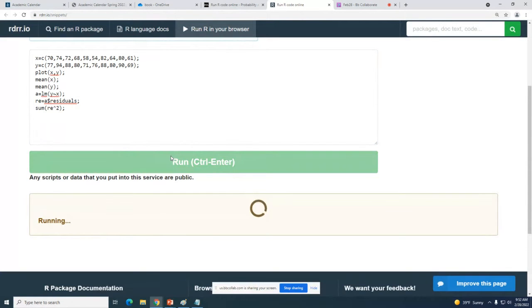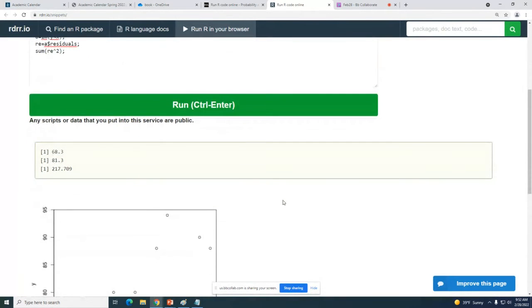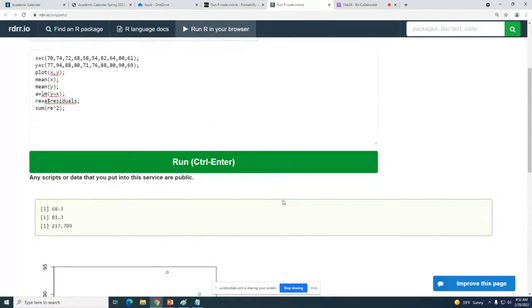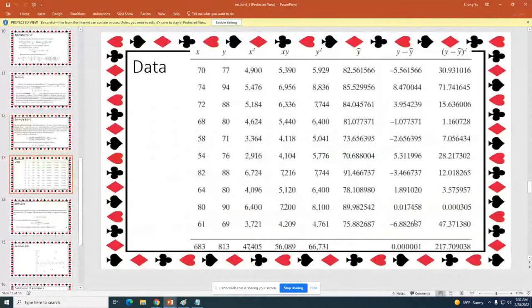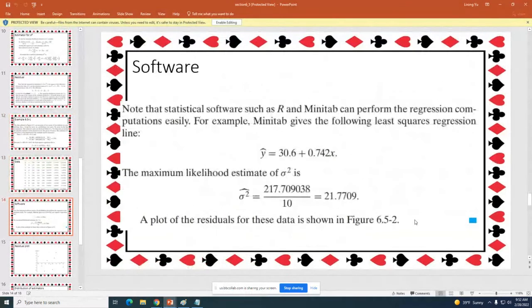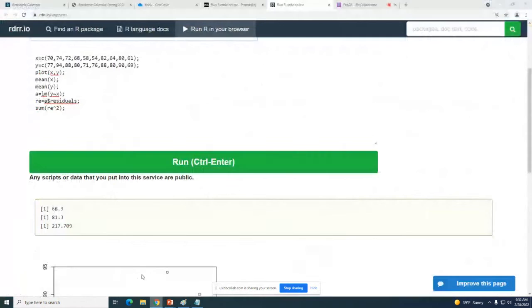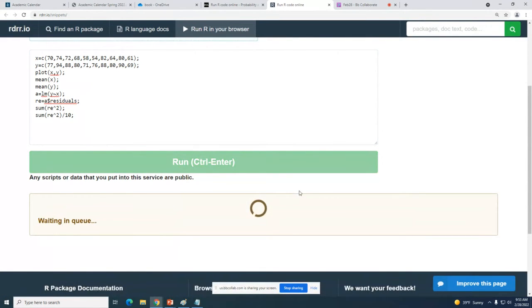Still does not look okay. Alright, so that's the numerator. We can compare with what we have in the book for the 7. Okay? And that's the summation of square. We have to divide it by 10 to get the sigma square. So I guess the sum of the residual squared divided by 10 is the sigma square.